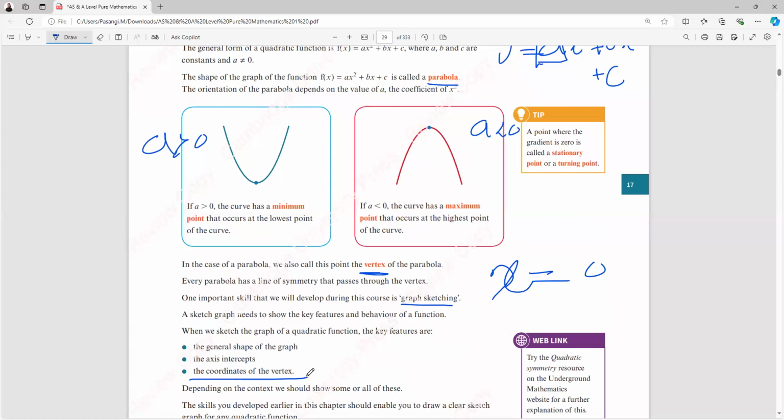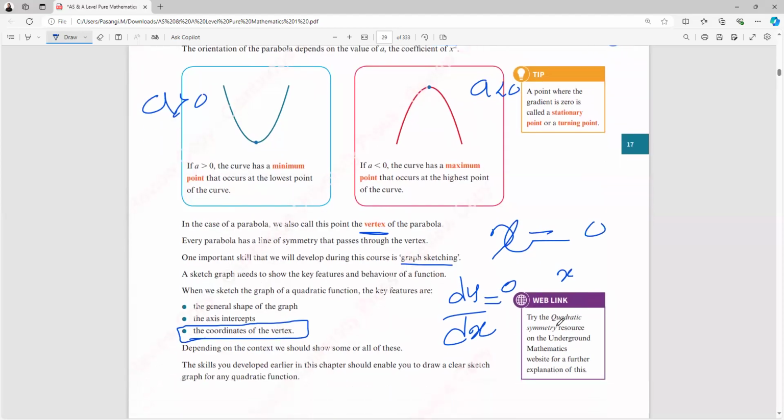And then we need to find the coordinates of the vertex, that means the turning point. To do that, we can use the differentiation method, then we have dy over dx. Once we have this dy over dx, we can equate it to 0 and get the x coordinate of the turning point. Is it clear? Can you remember those ones? Sure, right? Yeah, I can teach it.